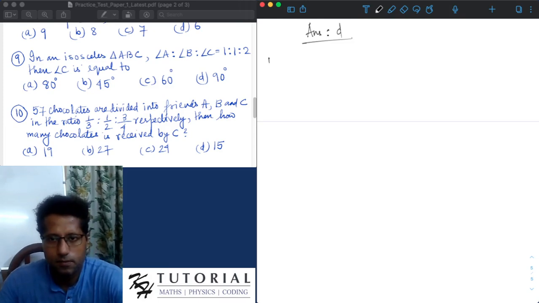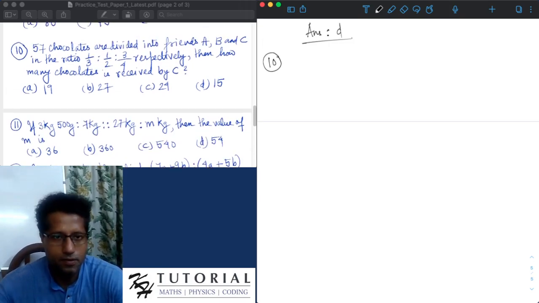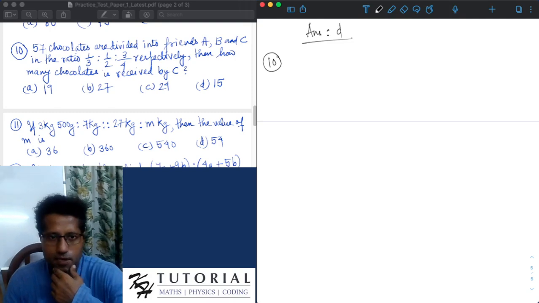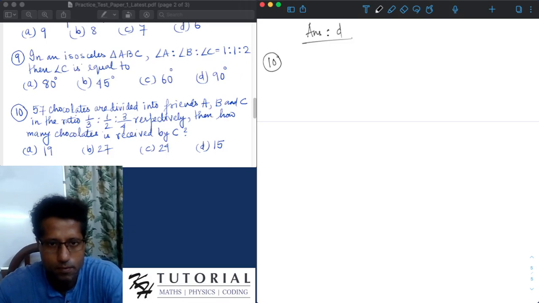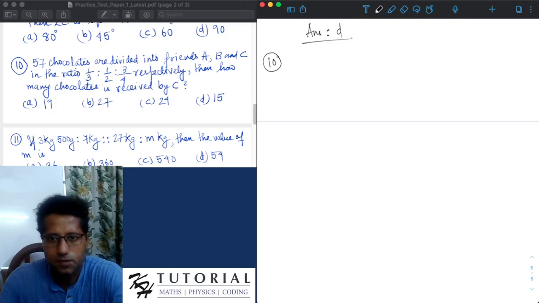Let's do question number 10. It says that 57 chocolates are divided into friends A, B and C in the ratio 1/3 is to 1/2 is to 3/4 respectively. Then how many chocolates are received by C? So it's a similar problem to problem 9. So we know that A is to B is to C is given as 1/3 is to half is to 3/4.